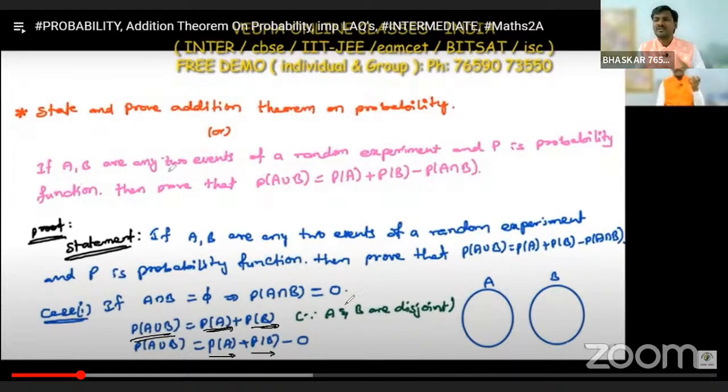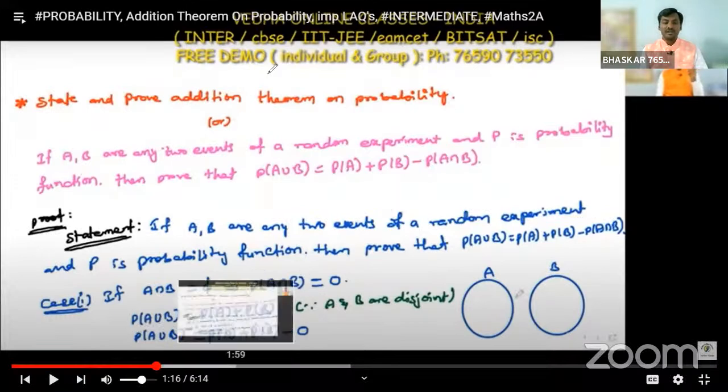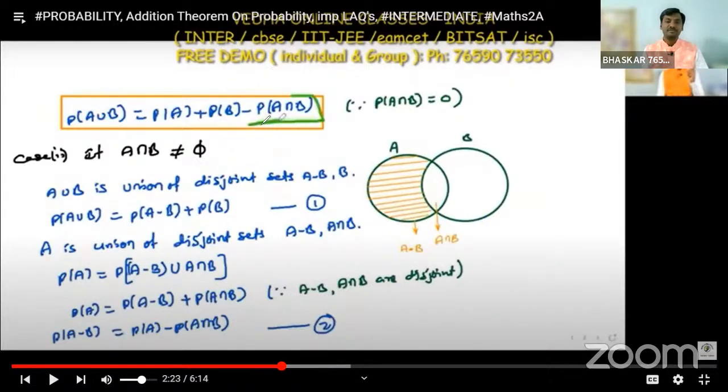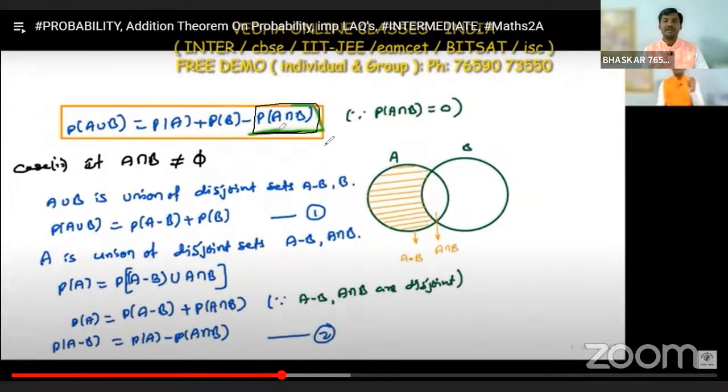We don't have a value for 0, that's why we can add 0 or subtract 0. So in place of 0, we can write probability of A intersection B. I am replacing 0 with probability of A intersection B, since the probability of A intersection B value is 0.